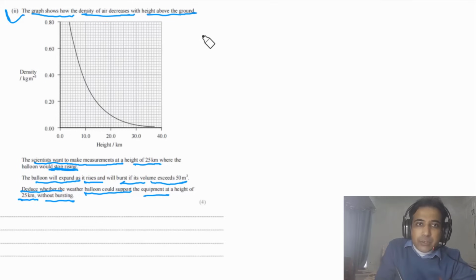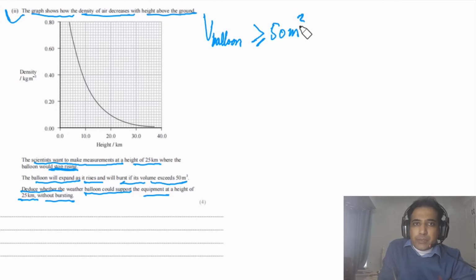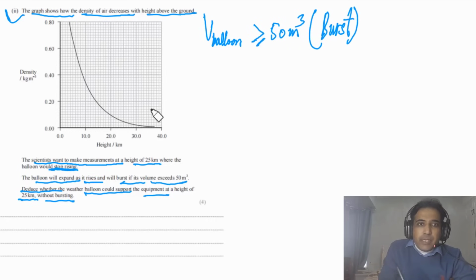So we have a condition: the volume of the balloon should be less than 50 cubic meters. If it exceeds this, then the balloon will burst. So this is the condition. And it is also given to us that it stopped rising at 25 kilometers.